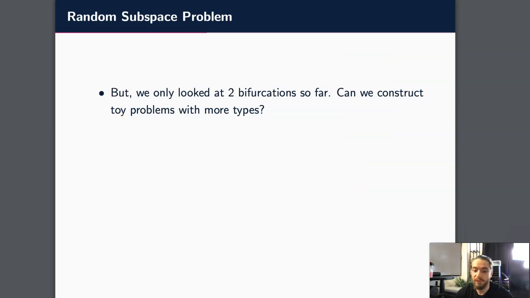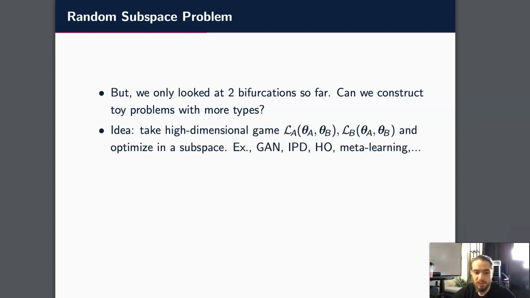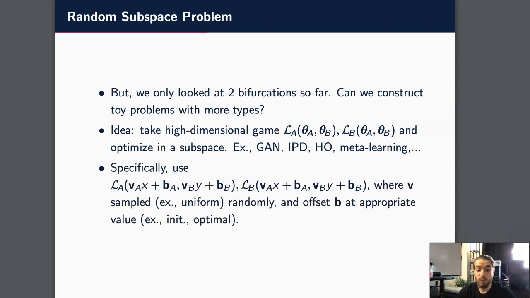But we've only looked at 2 bifurcation types so far. Can we construct toy problems with more varied bifurcations to test our method? We use a simple idea to construct many more 2D problems. Simply take your favorite differentiable game and have each player optimize in a random subspace. We must make a few choices for reasonable optimization dynamics in the subspace. Check the paper for more details.